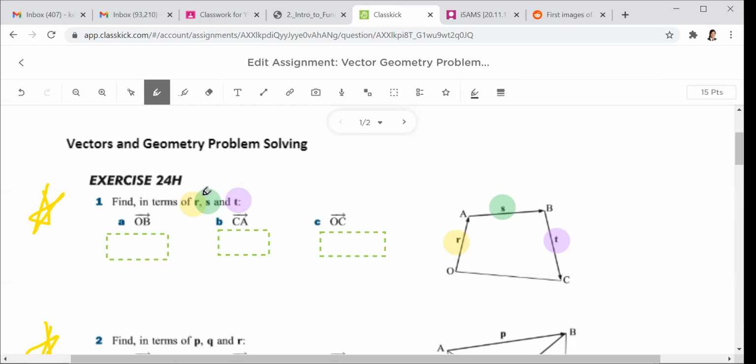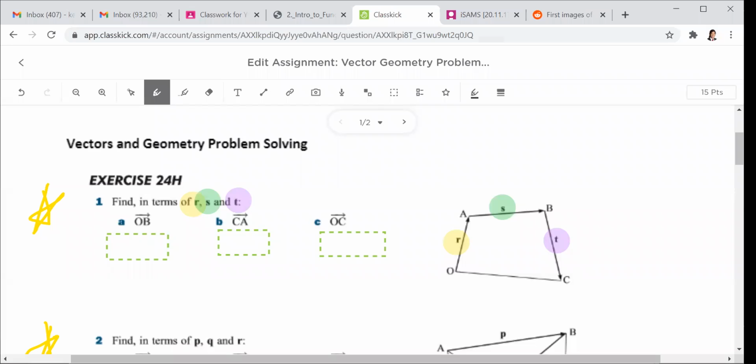Okay. I have three vectors, R, S, and T, right? Represented here as three arrows, R, S, and T. The question asks you to find the vector OB. Now, O is here and B is here. And obviously, there's no arrow there. There's no vector. So let's just draw it in, okay?